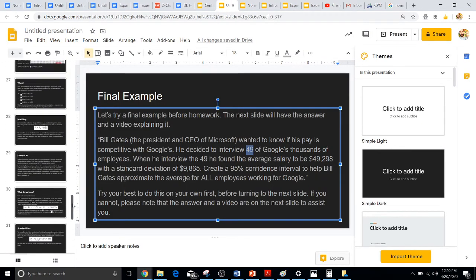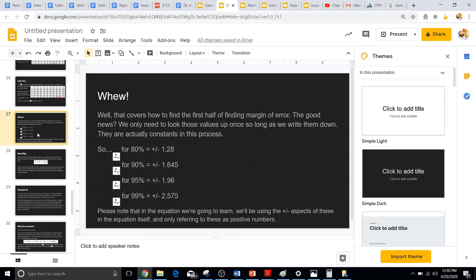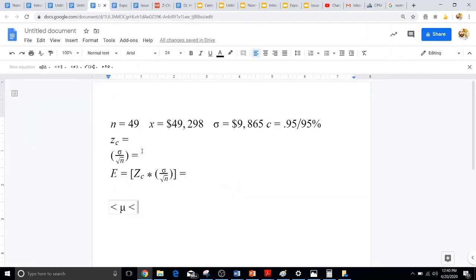So we're going to scroll up a bit, and right here. Okay, so we know for 80%, our critical value will be positive or negative 1.28. For 90%, 1.645. For 95%, 1.96. And for 99%, 2.575. Well, we are looking at 95%, so we're going to use 1.96 as our critical value. Sorry, let's do that. 1.96. All right, we got our critical value.